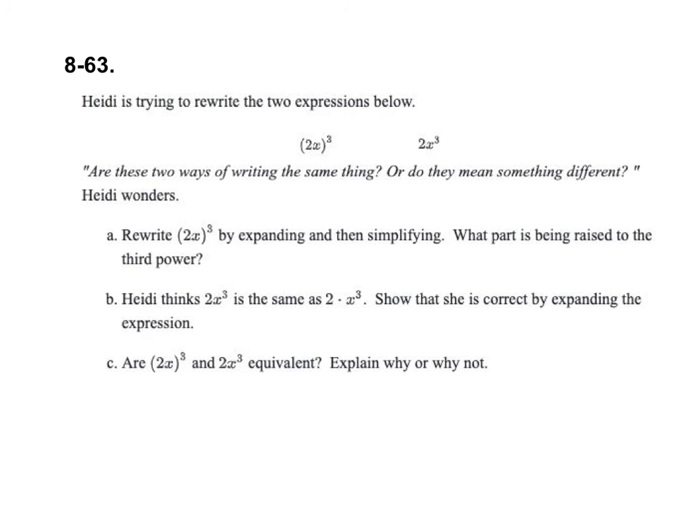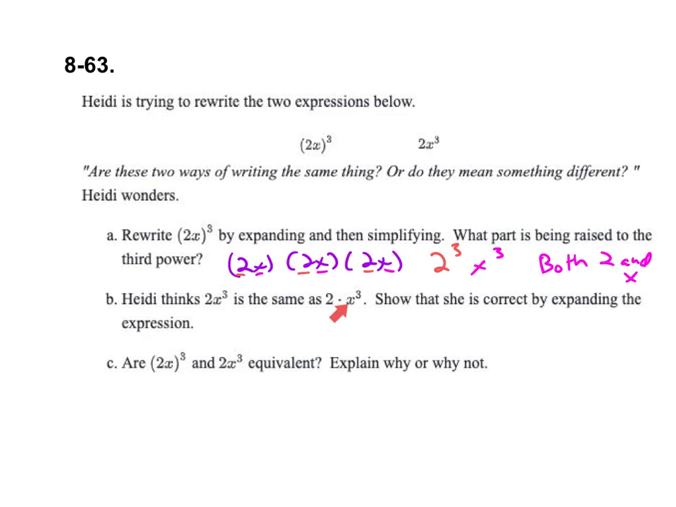Well, remember from our previous example, we were saying that we have 3 groups of this. So I'd have 2x, 2x, close the parentheses here, and 2x. So then, again, we just need to count this up. 1, 2, 3 twos, so 2 raised to the third, and I'd have 1, 2, 3 of the x's, so I'd have x raised to the third. Okay, so what part is being raised to the third power? Both the 2 and the x.